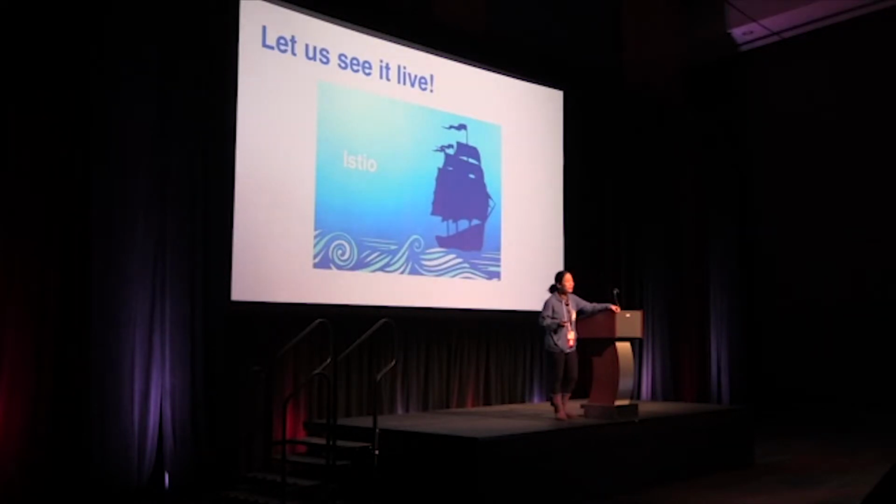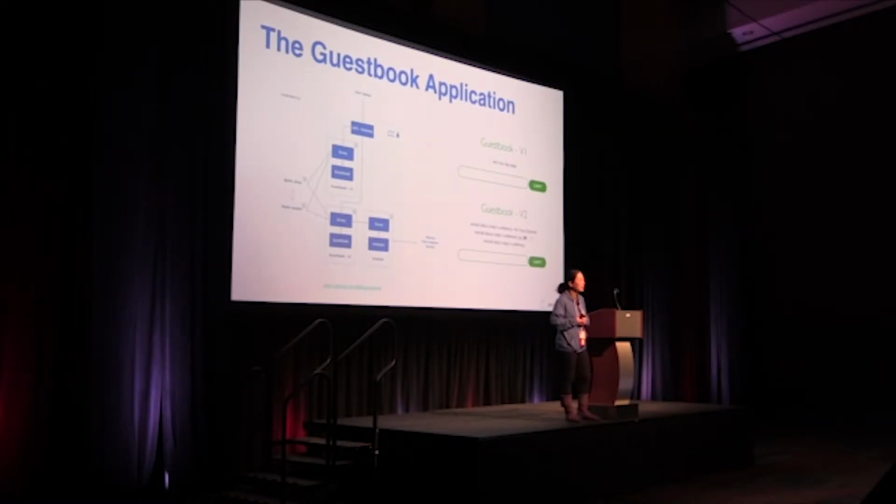So let's see it live. I'd like to quickly introduce the application. The application we decided to move to the mesh was the popular Kubernetes guestbook example. How many of you have installed the Kubernetes guestbook? It's one of the most popular Kubernetes examples from when we were learning Kubernetes two years back. What's interesting about this example is that guestbook version 1 is pretty much what comes from Kubernetes. We didn't make any changes. And guestbook version 2 is what we did to make it different.